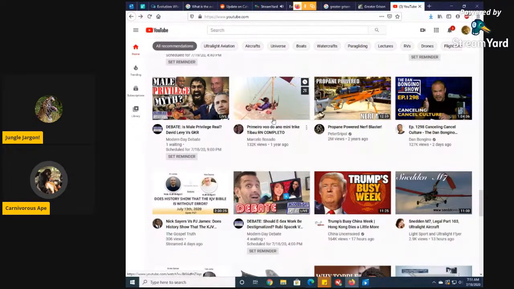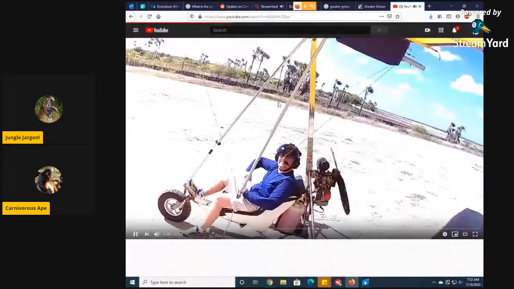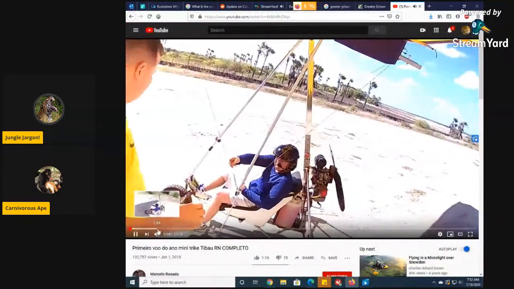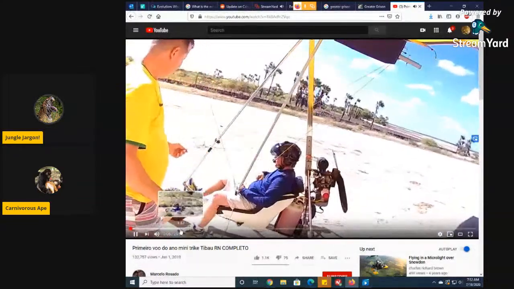Propane powered Nerf blaster. Okay, that's a little weird. That sounds pretty serious. I don't know. That looks like something that would show up on my feed. This is Portuguese. Oh, come on. You talk too much. Wait, where do we go?